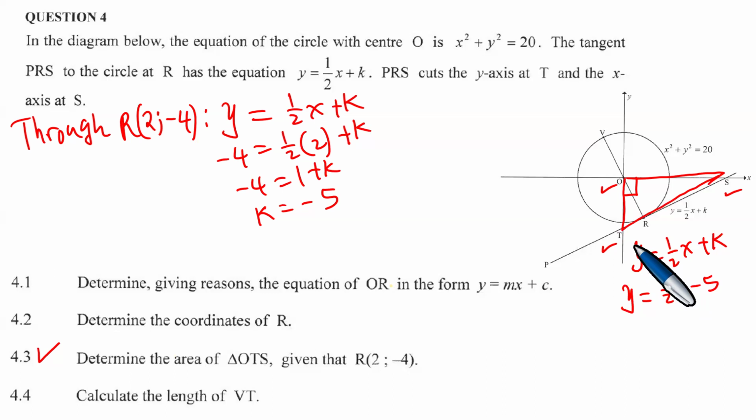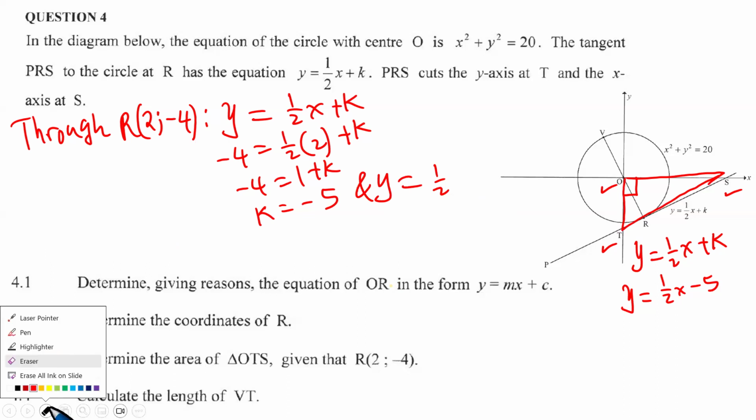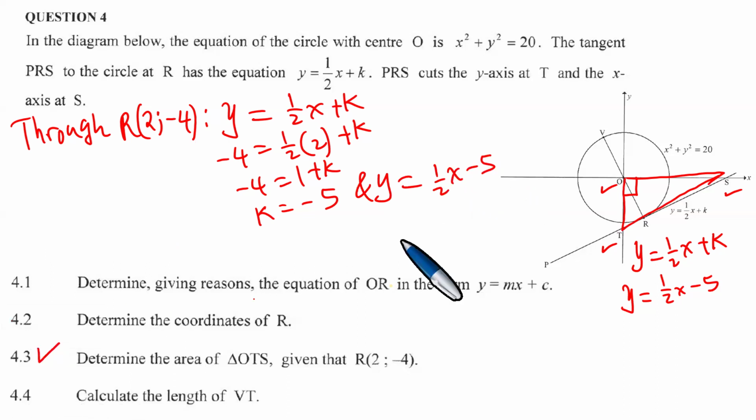A couple of things remain very important here. For instance, we want to know the x-intercept. We found k, and the line is y equals 1/2 x minus 5. Now we're interested in the x-intercept of this line. How do we find the x-intercept? To find the x-intercept, we let y be equal to 0.